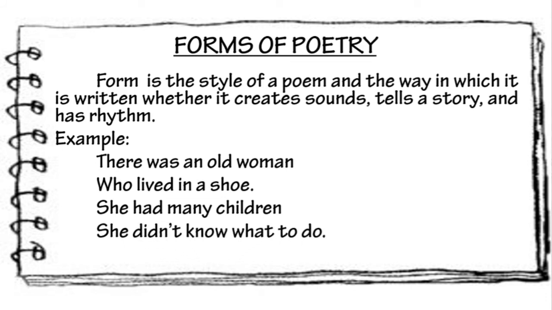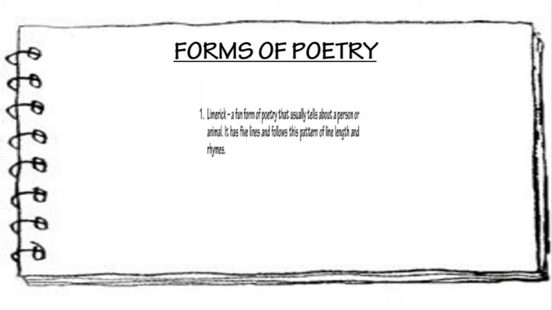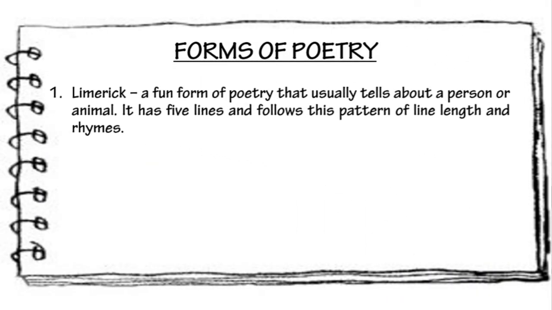A poem also refers to its structure, like its line length, meters, stanza length, rhyme schemes, if any, and systems of repetition. We have at least six forms of poetry. The first one is limerick. Limerick is a fun form of poetry that usually tells about a person or animal. It has 5 lines and follows this pattern of line length and rhymes.